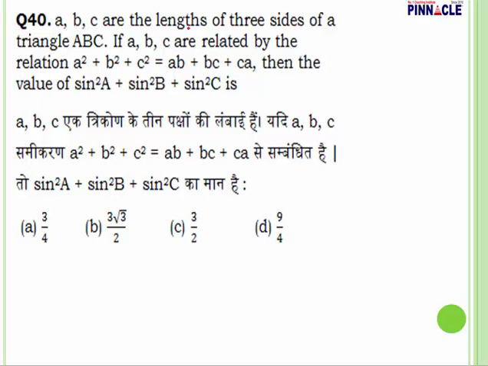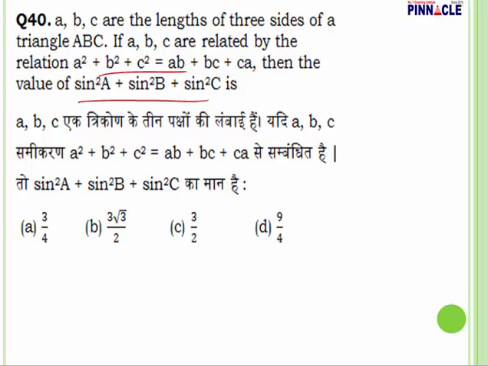Next question, question number 40. A, B, C are the lengths of the three sides of triangle ABC. If A, B, C are related by the relation A square plus B square plus C square is equal to AB plus BC plus CA, then the value of sine square A plus sine square B plus sine square C is equal to how much?